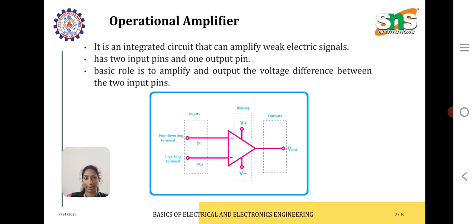Coming to the operational amplifier, this is the symbol of an operational amplifier, which has two inputs and one output. The two inputs are the non-inverting terminal and the inverting terminal. The basic role is to amplify and output the voltage difference between the two input pins. It is an integrated circuit that can amplify weak electric signals also.